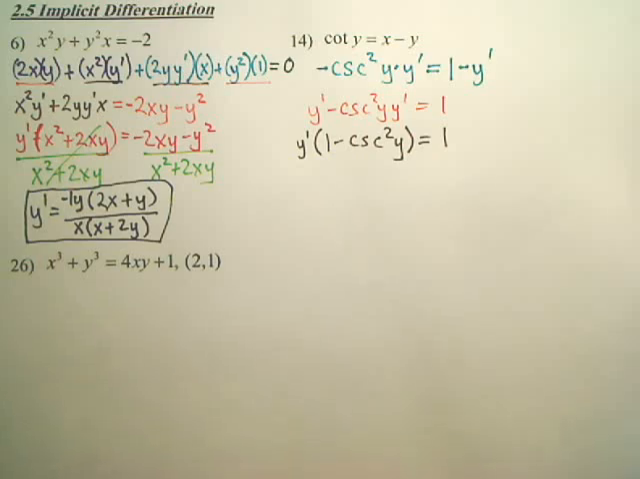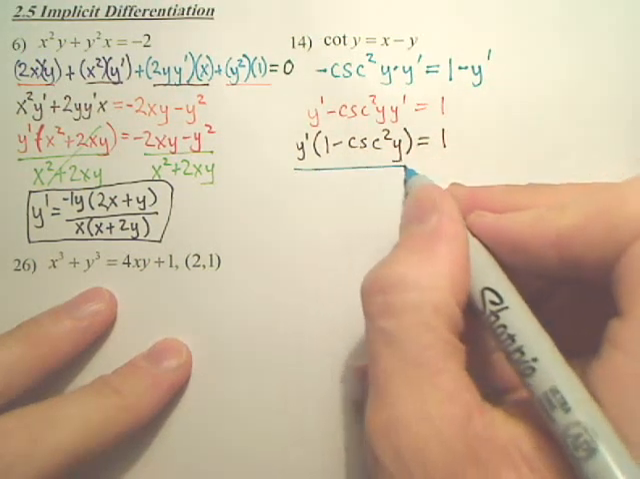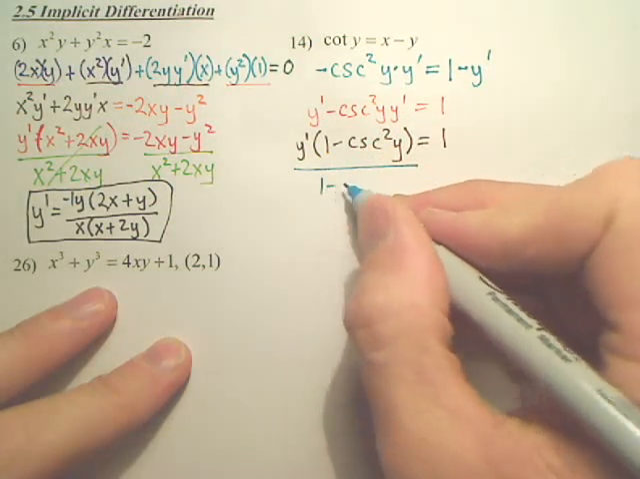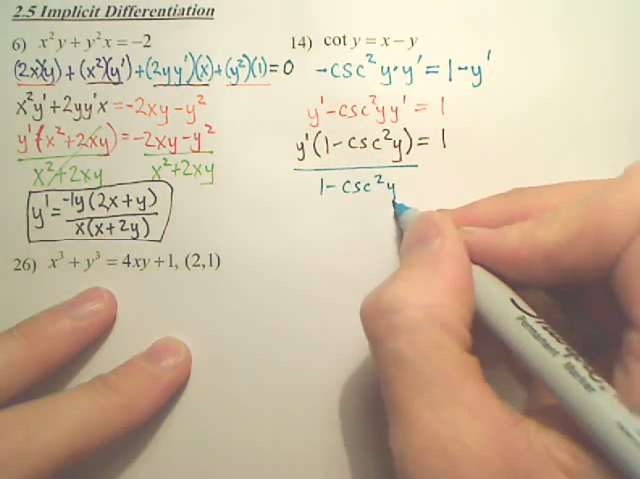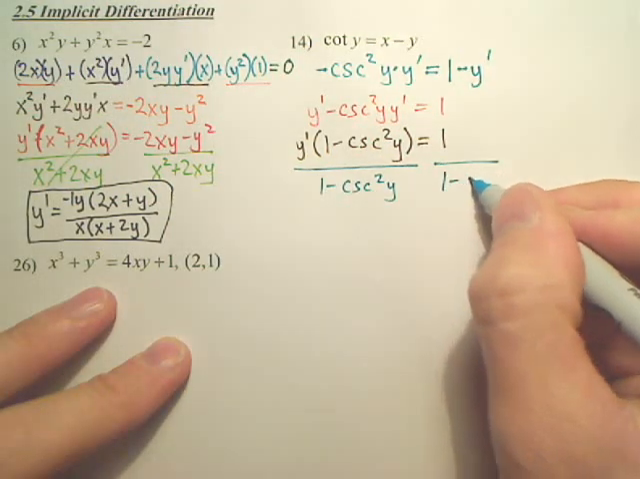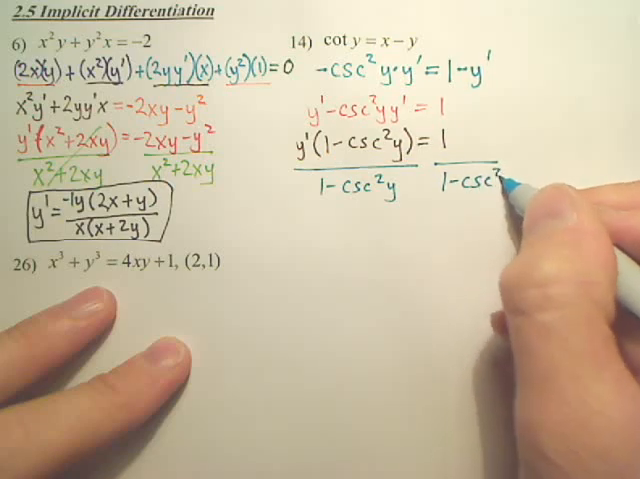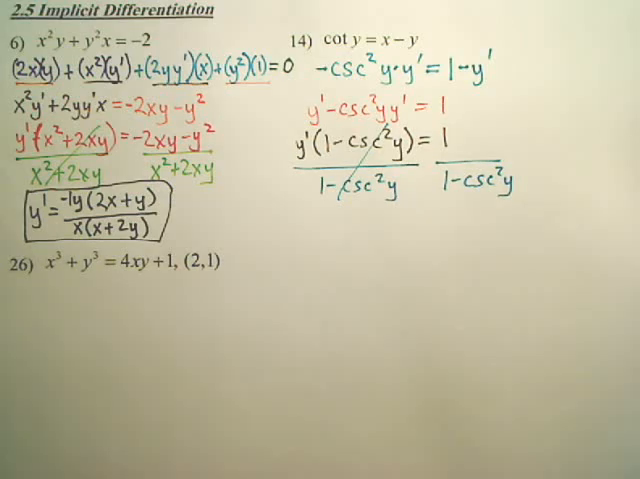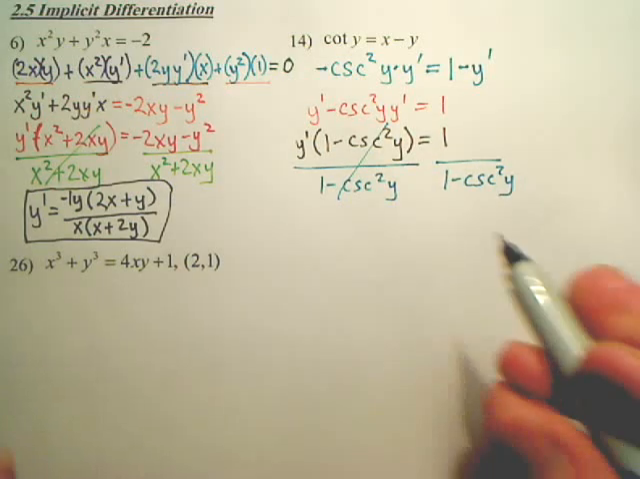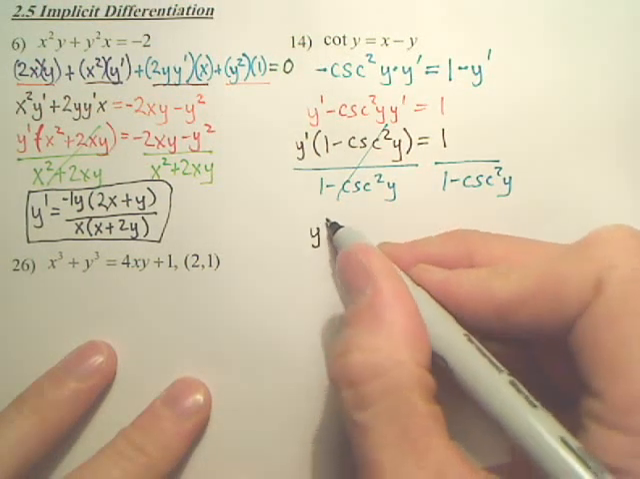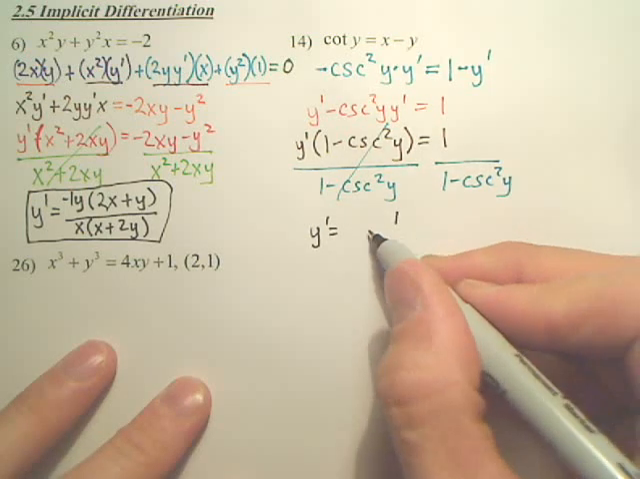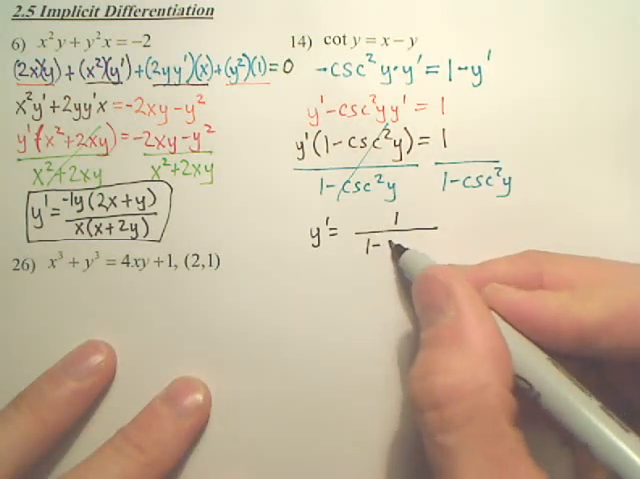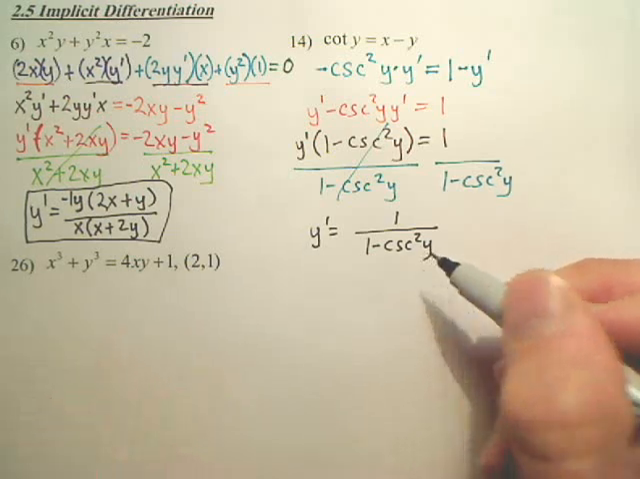Next, we divide by 1 minus cosecant squared y. And our final answer looks like it's 1 over 1 minus cosecant squared y.